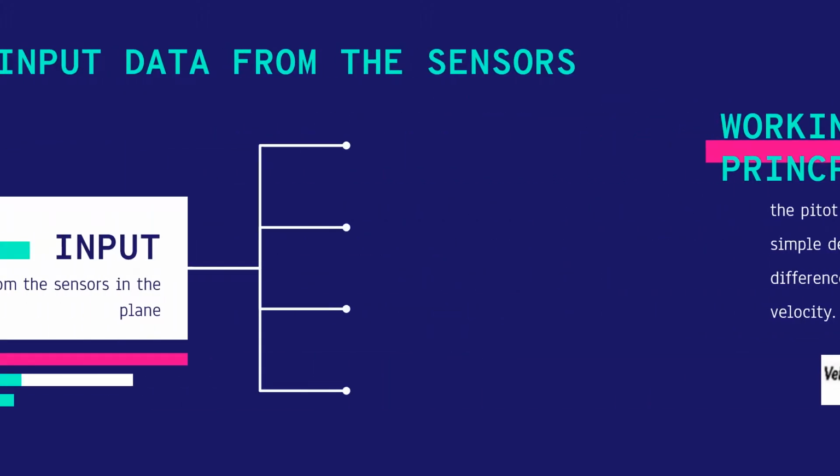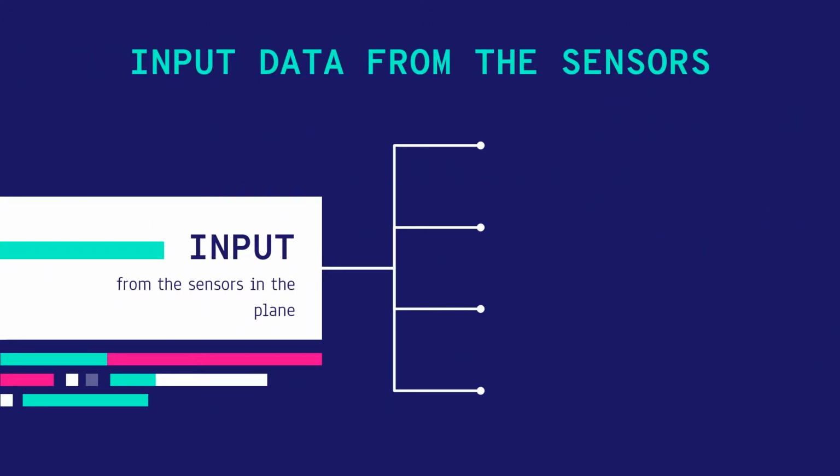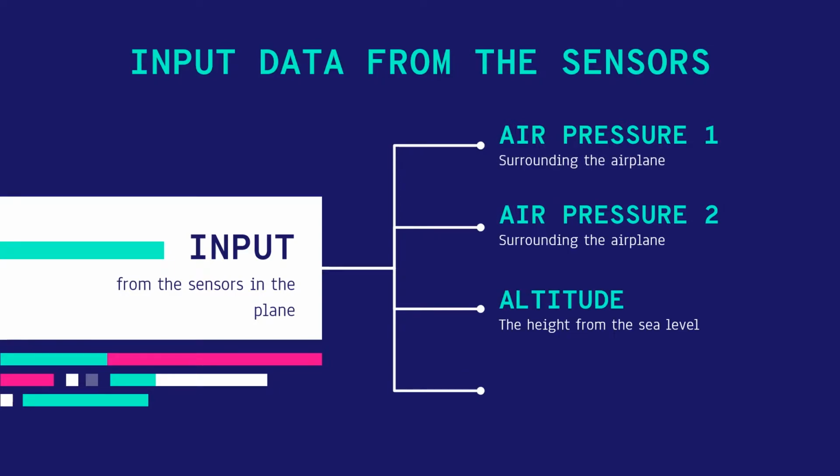Alright, to recap again, here we have the input data from the sensors. First we have the air pressure 1 or the stagnation pressure, and second we have the air pressure 2 or the static pressure, the altitude, which will be converted into density, and last but not least, the time of the flight.